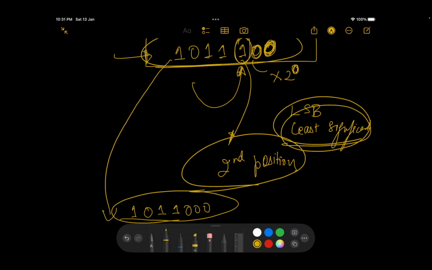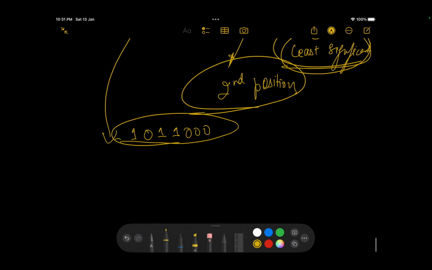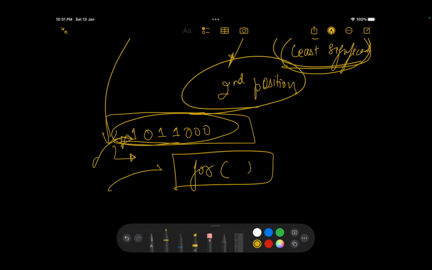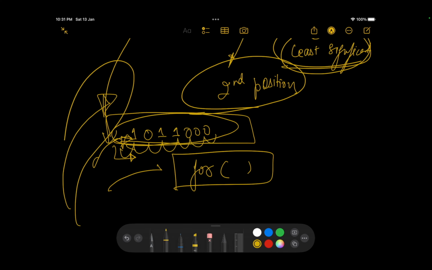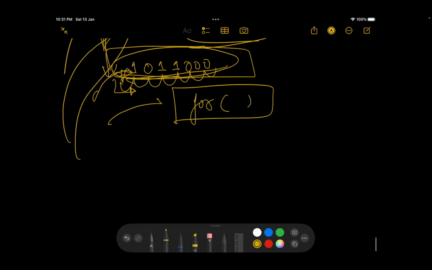A very naive way would be to traverse across this list. How do we traverse across a list? You can write an easy for loop for this, and no worries, I'm going to code this up after we finish the theoretical part. So we can use a for loop, traverse through all the bits, and we'll get our answer. But there's actually an easier way to do it.